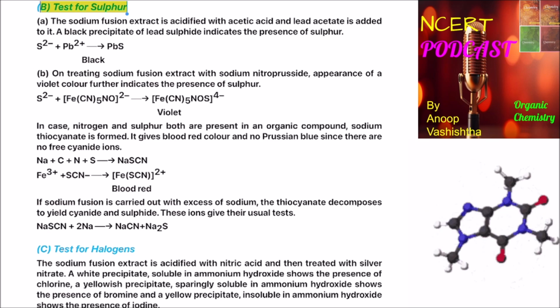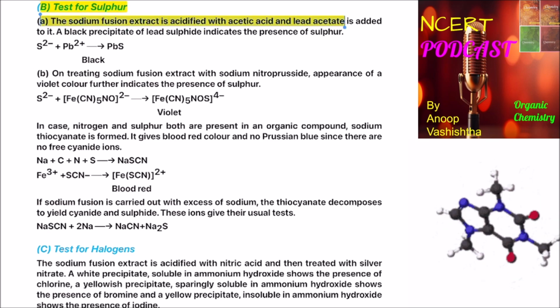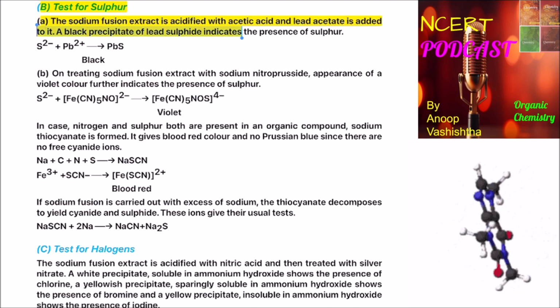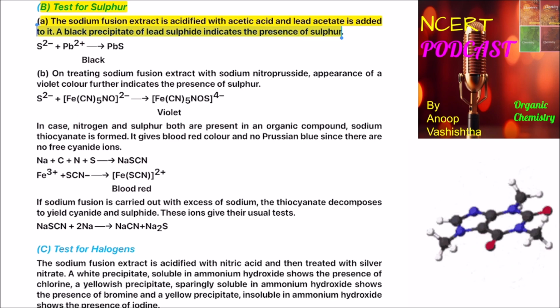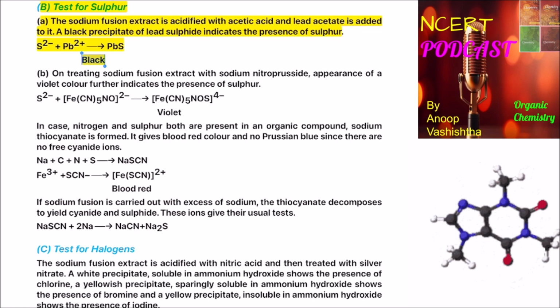B. Test for sulfur. The sodium fusion extract is acidified with acetic acid and lead acetate is added to it. A black precipitate of lead sulfide indicates the presence of sulfur. S2- plus Pb2+ gives PbS, black.